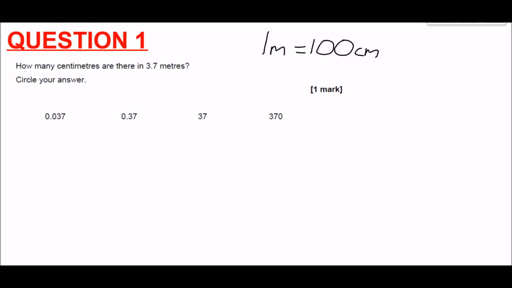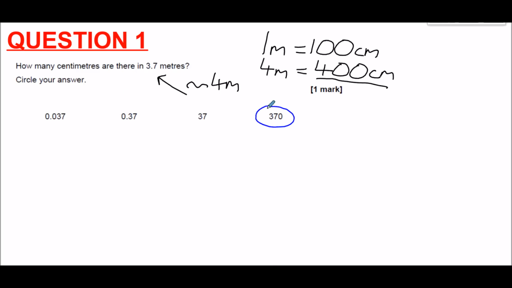What I'd suggest is to think 3.7, that's roughly, to the nearest metre, about 4 metres. So if 1 metre is 100 centimetres, 4 metres is going to be 400. So we're expecting our answer to be around 400. Slightly less because 3.7 isn't quite 4. Looking at it that way, the only sensible answer we'd have would be to go for 370.